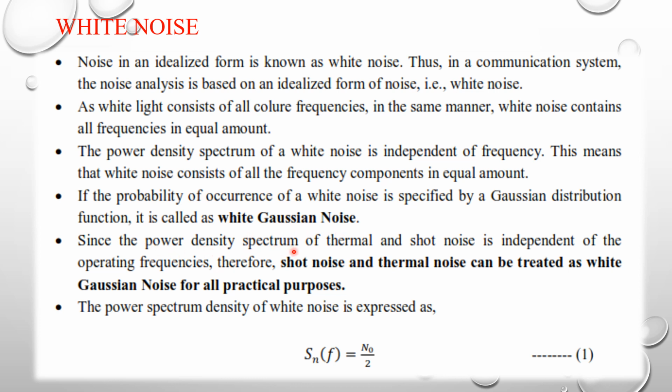Since the power density spectrum of thermal and shot noise is independent of the operating frequencies, shot noise and thermal noise can be treated as white Gaussian noise for all practical purposes. The spectrum density of the white noise is expressed as Sn(f) = N0/2. So this Sn(f) = N0/2 is the spectrum density of the white noise.